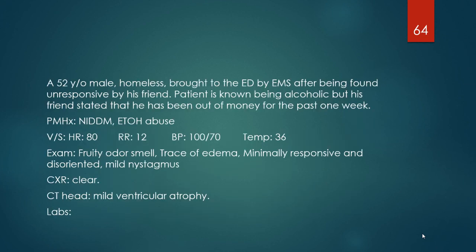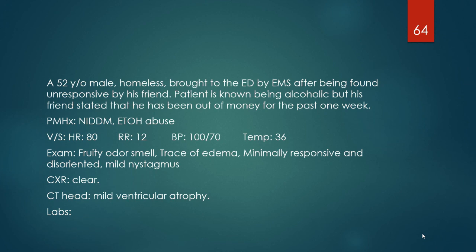Another case. A 52-year-old homeless male brought to the ED by EMS after being found unresponsive by his friend. The patient is known to be an alcoholic, but his friend stated that he has been out of money for the past 1 week. Non-insulin dependent diabetes and alcohol abuse in his past medical history. Vitals: heart rate of 80, respiratory rate of 12, blood pressure of 100/70, temperature of 36.